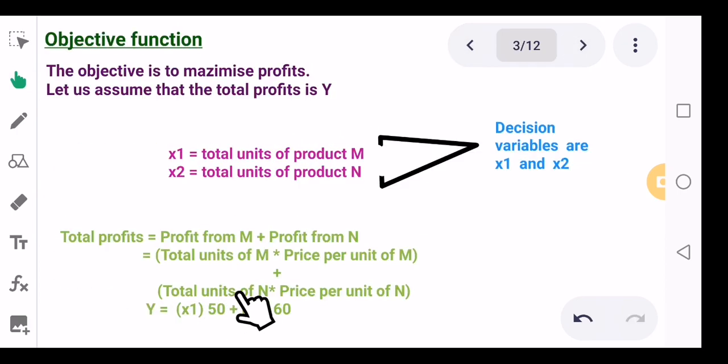So that's how we got this equation. This is the linear equation. This is the objective function. This is a linear equation for the objective function. So total profit is equal to X1, that is total units of product M, into price per unit of product M, that is 50, plus X2, that is total units of product N, into price per unit of product N, that is 60. That's how we got this equation. And X1 and X2 are your decision variables.